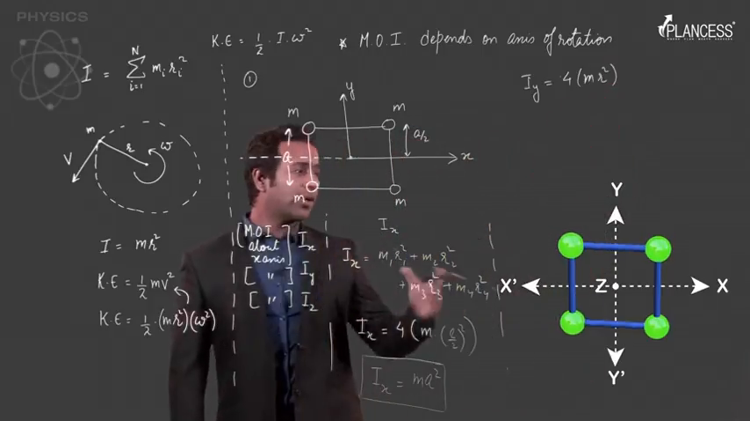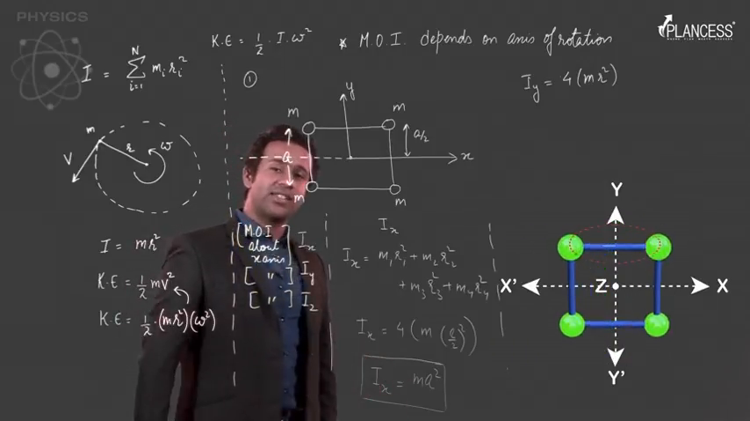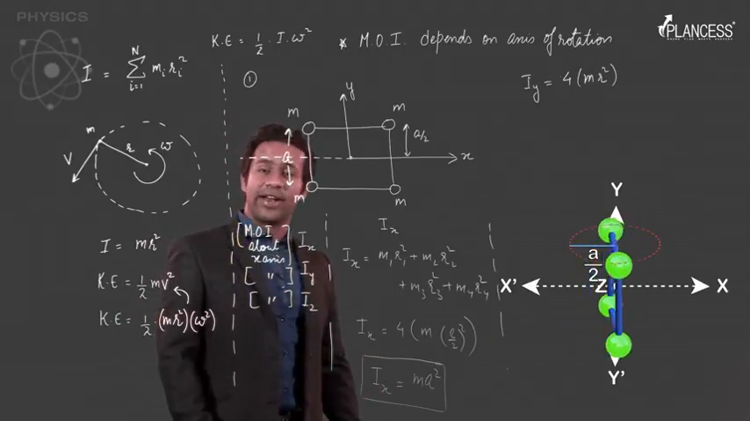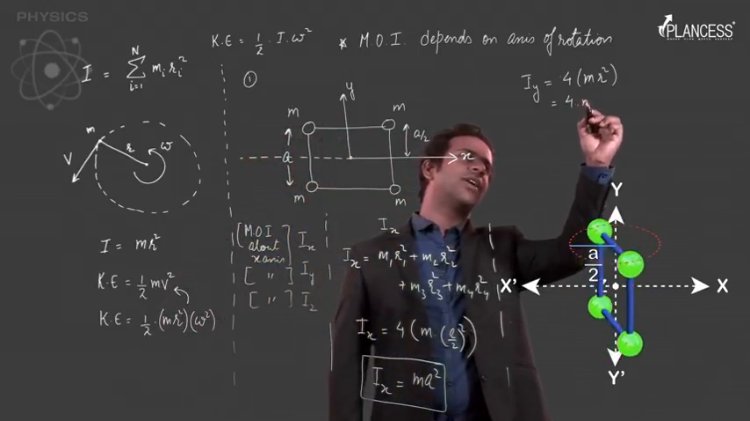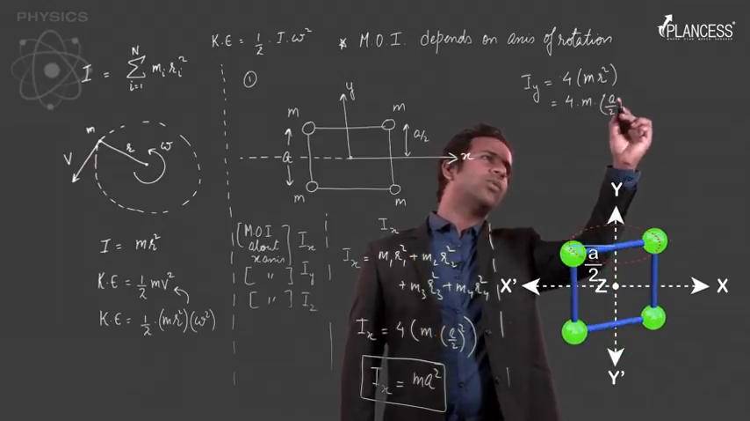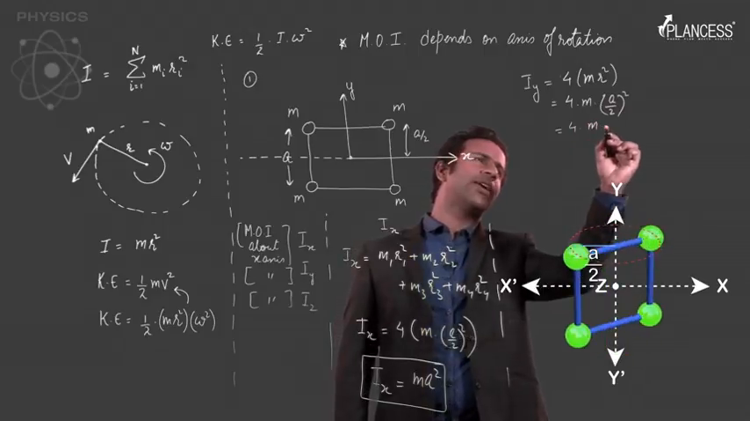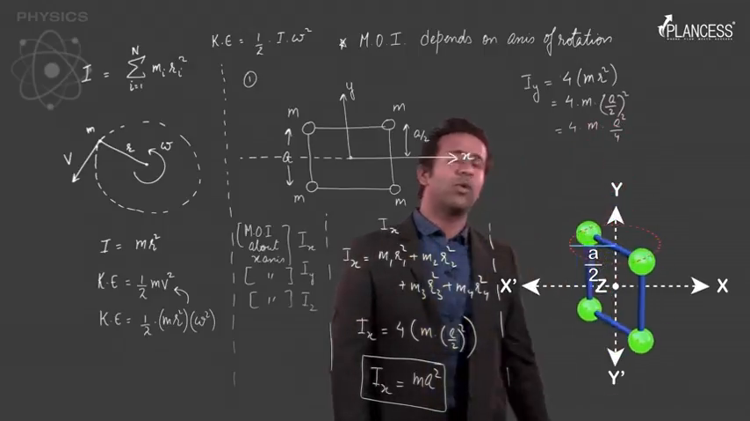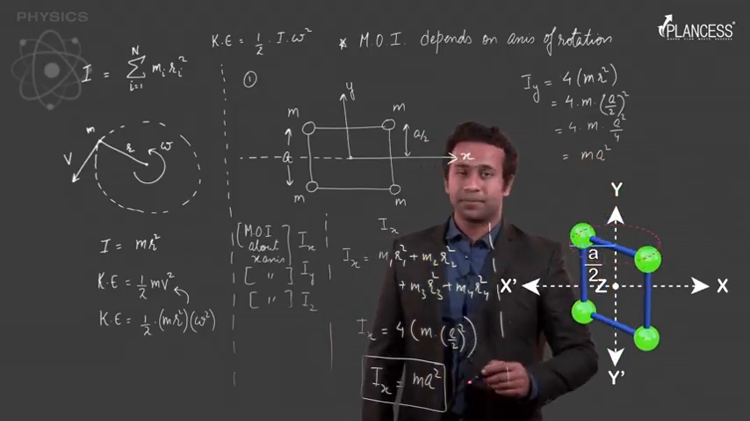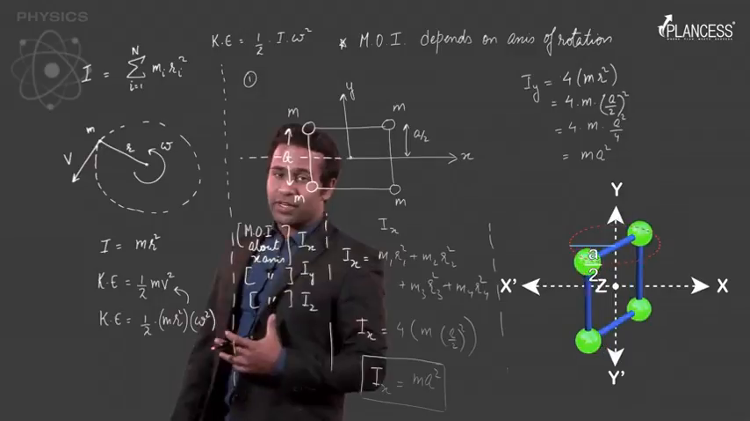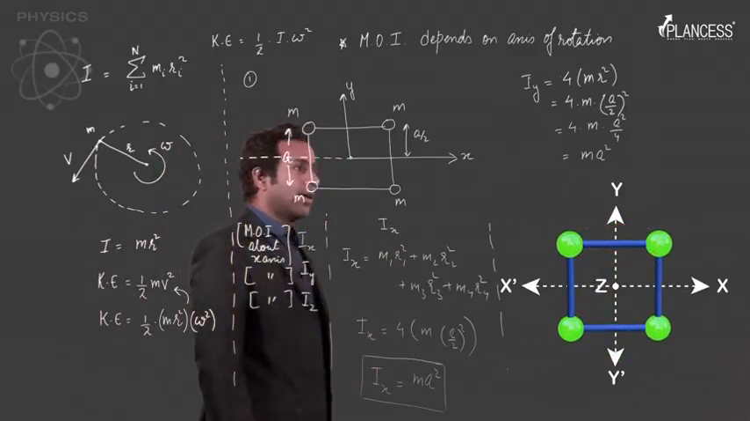Once again, when the rotation happens along the y-axis, you see that the radius is equal to half the side of the square. So once again, you have a term like 4 into m into a by 2 whole square. So expanding this, you get 4 into m into a square by 4. The two 4's cancel and you're left with ma square. So this is the moment of inertia for rotation about the y-axis, right?